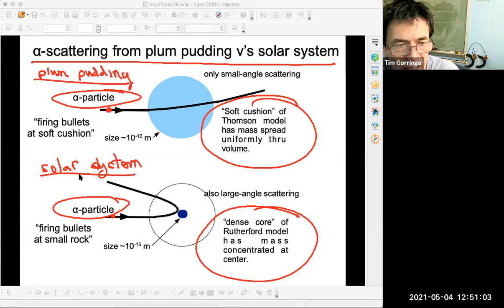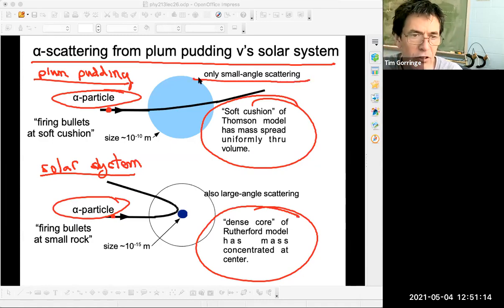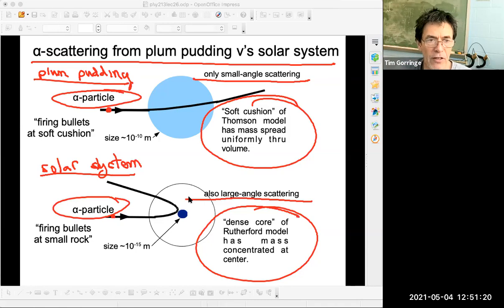And so the key difference between the two models of the atom, the plum pudding and the solar system, is that the plum pudding only features small angle scattering, and the solar system features mostly small angle scattering, but some large angle scattering.